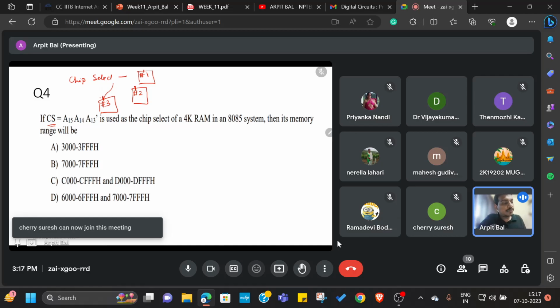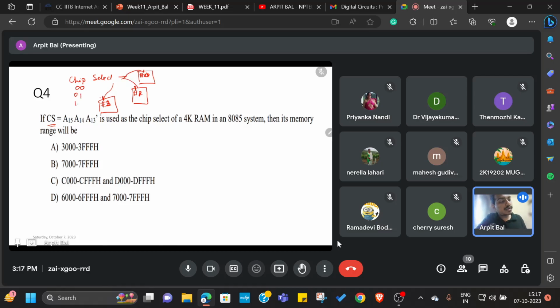So if let's say the chip select signal is of 2 bits, and I number the memories 0, 1, 2: if I give 0 0, then memory 0 will be selected. If I give 0 1, memory 1 will be selected. 1 0, memory number 2 will be selected. So that is basically the chip select.